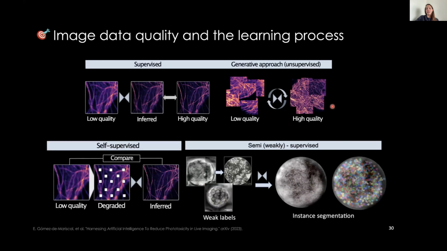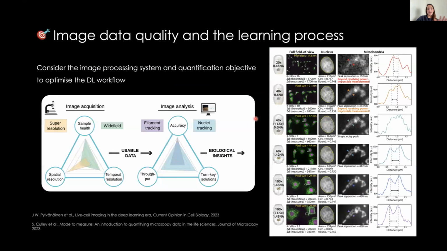Depending on the nature of your data, if you are able to label the data or not, or you can only very weakly identify the points you want to segment, you will need to run one strategy or the other. And here I'm showing it for microscopy, but it happens actually everywhere.